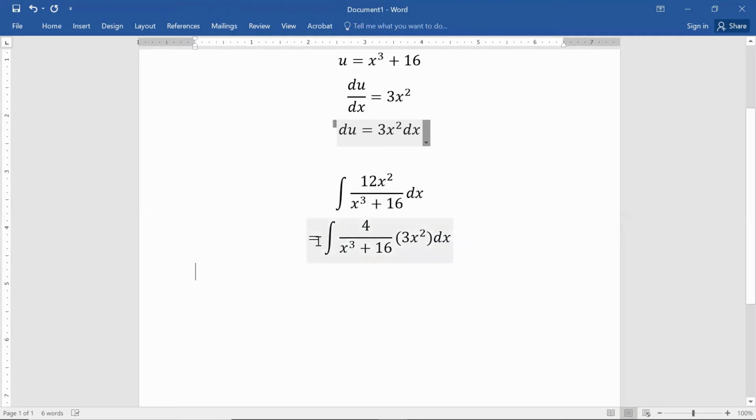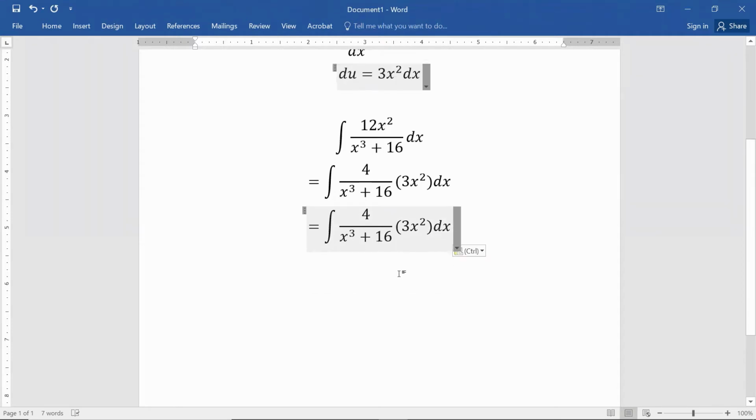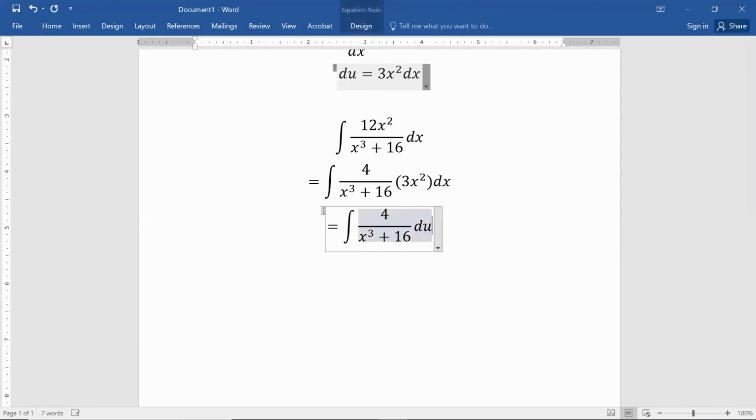At this point, what we're going to do is take this expression and do our substitution. The 3x squared dx gets exchanged for a du. The x to the third plus 16 gets exchanged for the letter u.